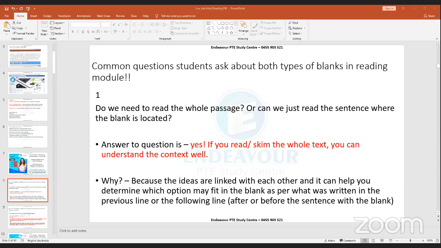Can you see my screen? Yes, sir. What screen do you see? Common questions students ask about both types of filling. Yeah, so you still see that screen now.